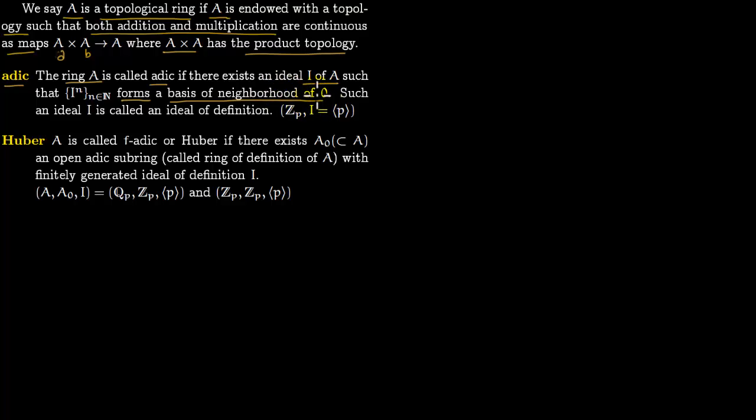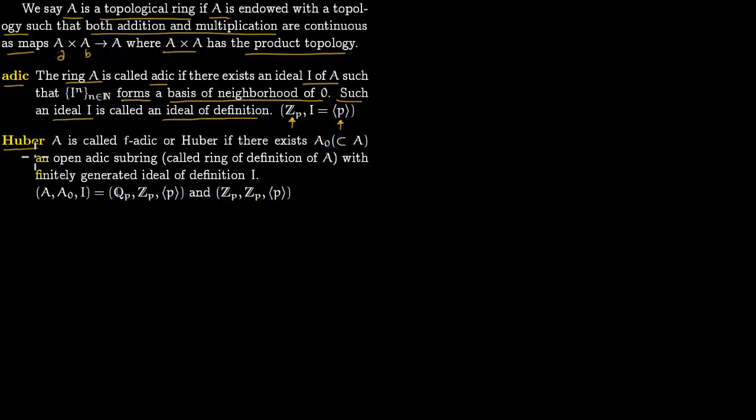You just need the basis of neighborhoods of 0, and for any other element you just add that constant to it, and this neighborhood will shift to the neighborhood of that element. So this is just a linear topology. Again, you just need the basis of 0, and then you can transfer it by adding a constant to any other point in the ring. Such an ideal I which forms the basis of neighborhoods of 0, and by linear translation the neighborhoods of every point, is called the ideal of definition. A standard example is the p-adic integers, where the prime p forms the neighborhood.